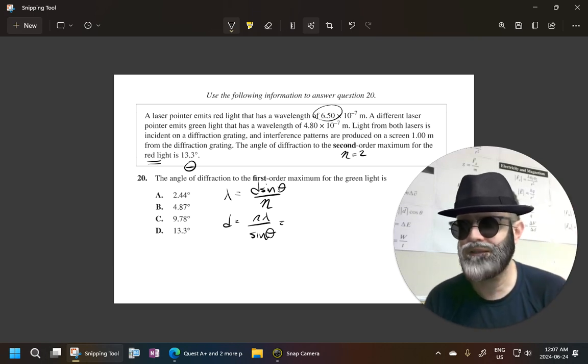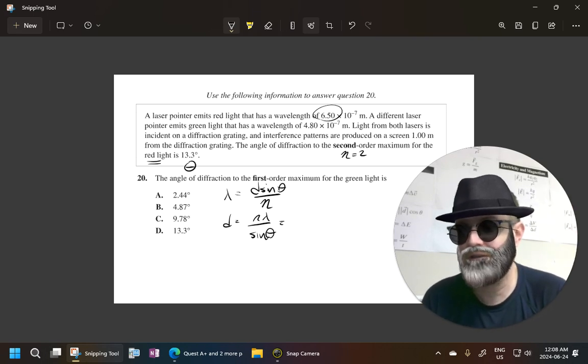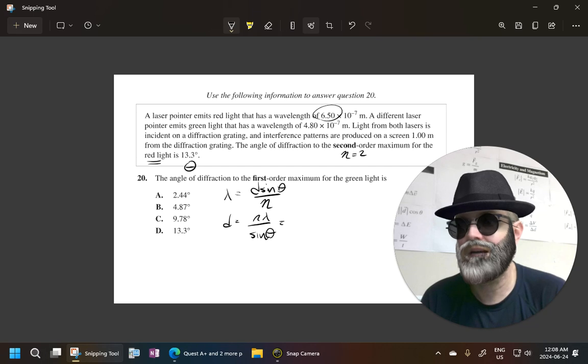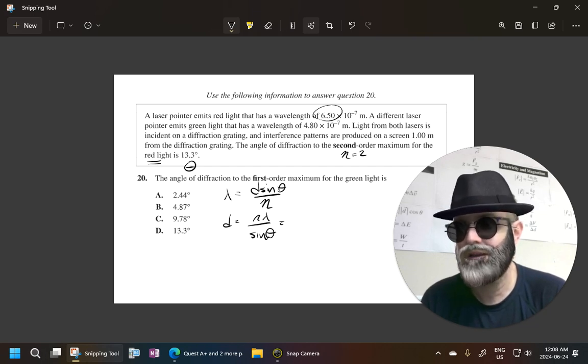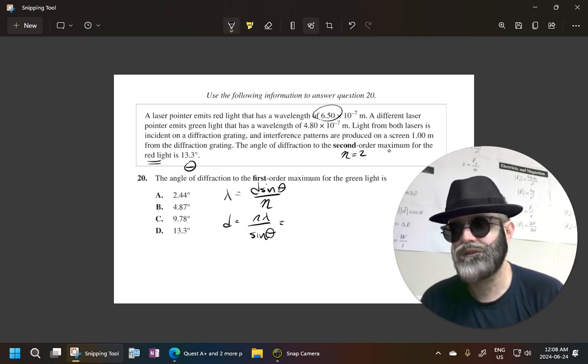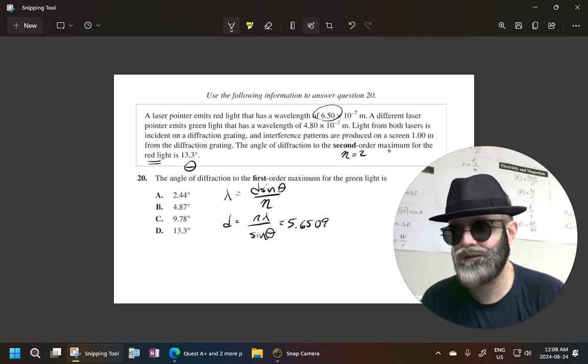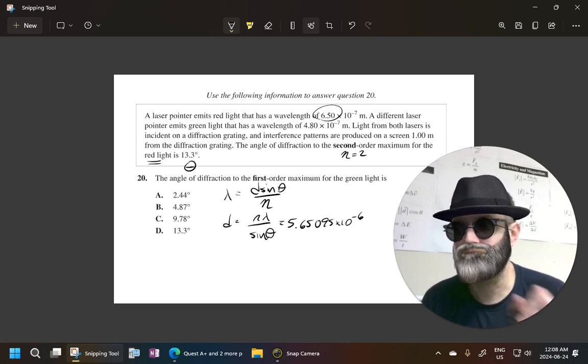This is easy peasy. So I'm going to use the 2 because they talk about the second order maximum. I'm going to use the 6.5 times 10 to the negative 7, and then we're going to divide it by sine of 13.3. Done. So I get a d value of 5.65095 times 10 to the negative 6. So in the same apparatus, I'm not going to change it. I'm going to use that same d value, and I'm going to find, what am I finding?